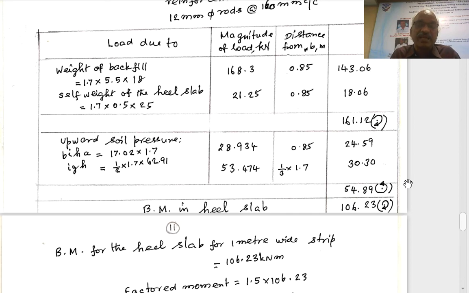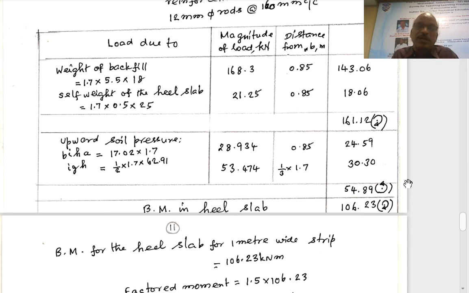Self weight of the heel slab: the length of the heel slab is 1.7, thickness is 0.5, into 25. So 21.25 into 0.85 equals 18.06. So these two, when added, will cause a clockwise moment of 161.12 kilonewton meter. Coming to the upward soil pressure, which we have just seen, BIHA is 17.02 kilonewton per square meter. What is the area?